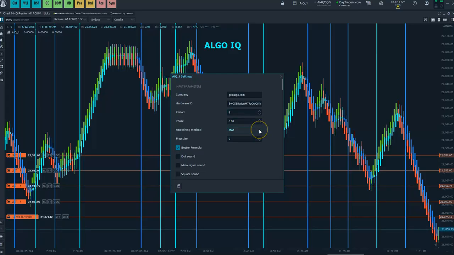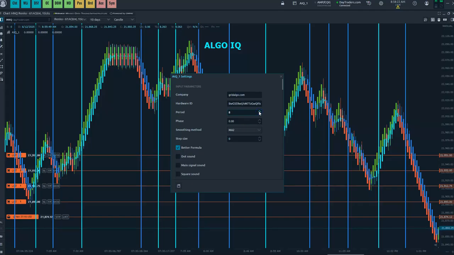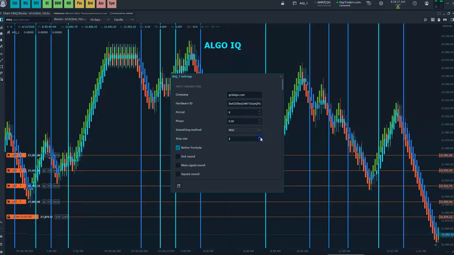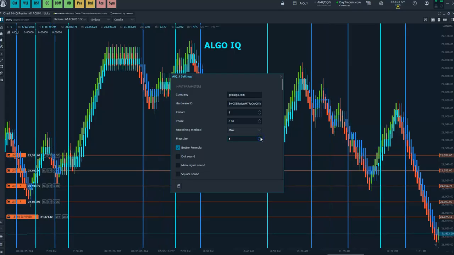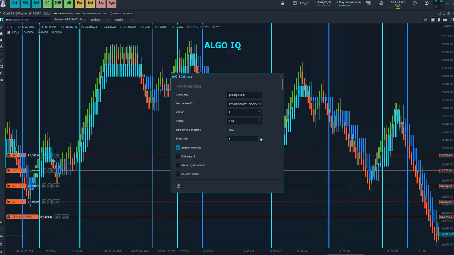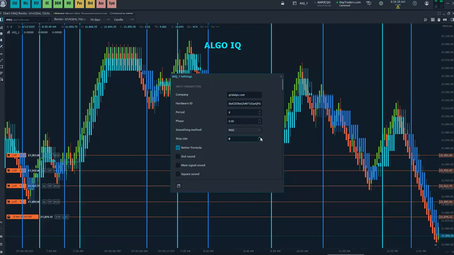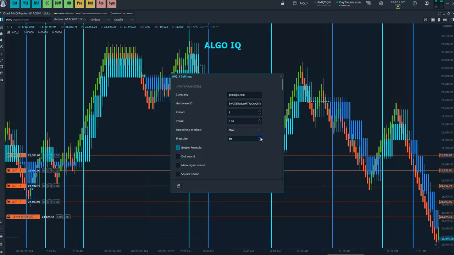We also have multiple moving average types. So the moving average type is completely different. And you can apply step, a very unique style of step mathematics to the indicator. And really the step, I use it for really high time frame swing trading.